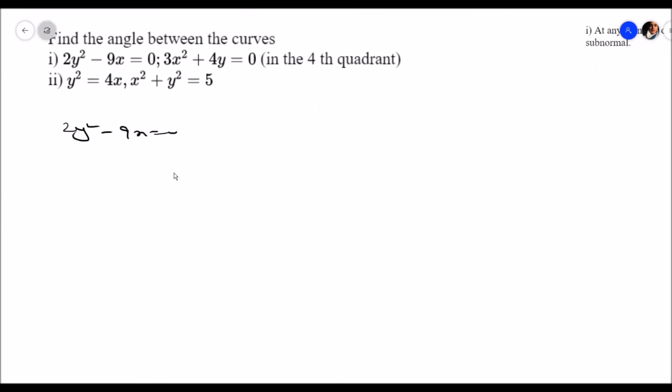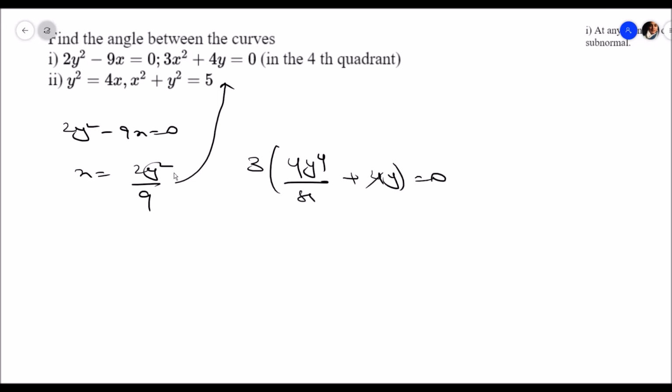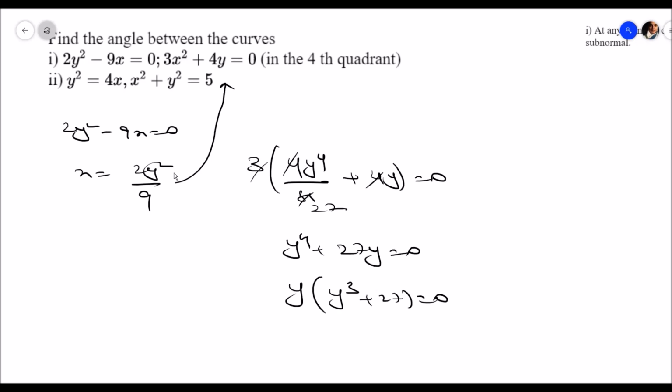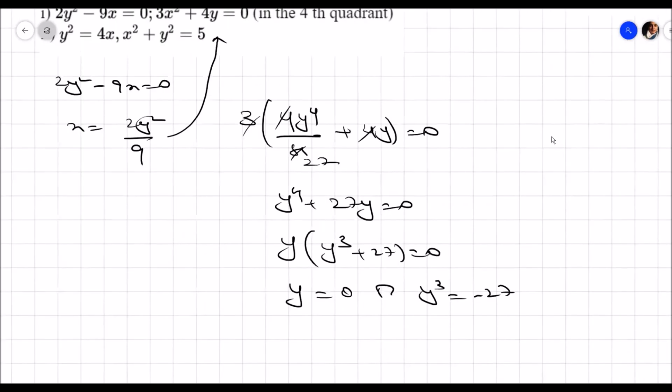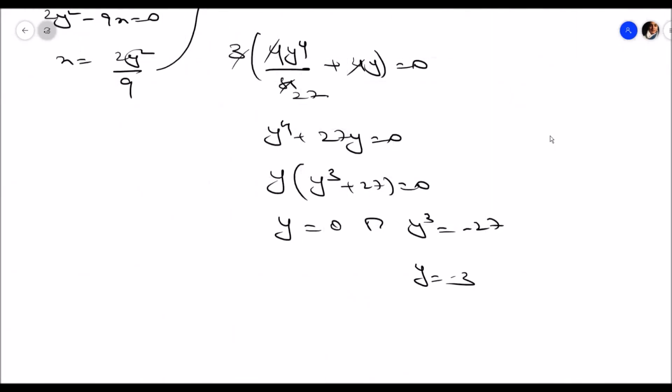2y square minus 9x is 0, which means x is equal to 2y square by 9, which I'm going to substitute here. That's 3 into 4y to the power of 4 divided by 81 plus 4y, of course, is equal to 0. So 4 gets cancelled, goes 27 times. So y power 4 plus 27y is equal to 0. I take out y common. Y cube plus 27 is equal to 0. So either y is 0 or y cube is minus 27. So y cube is minus 27 and y will be equal to minus 3. And of course, y is 0.